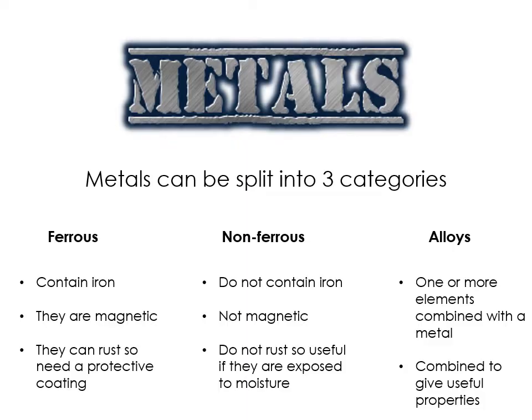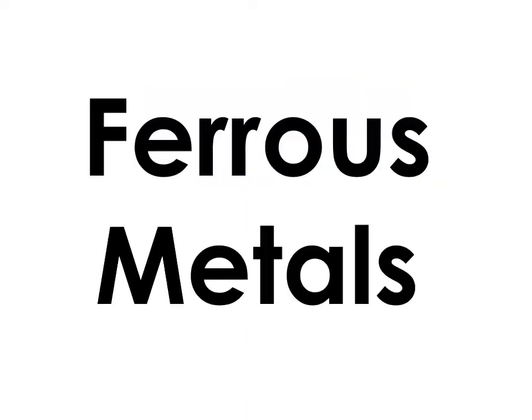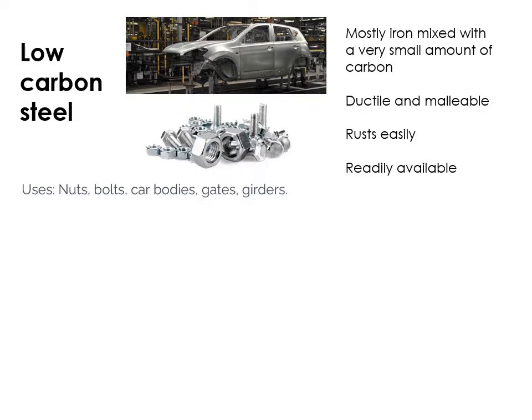Okay, so those are the three main types that you need to be happy with. And the first one we are going to talk about is the ferrous metals that you need to know. So first one, very, very common steel. One of the most common steels that you'll find around. It's readily available. It's mostly iron mixed with a very small amount of carbon. So that's what steel is, iron mixed with carbon.